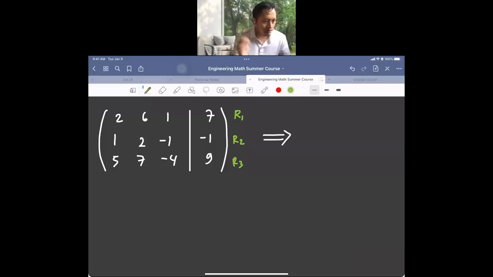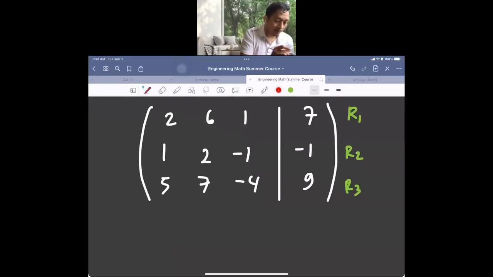Okay? So let's say we are going to plus the row. Let's say row 1 plus row 2. Oh, not row 1 plus row 2. Let me just give you my idea, okay?